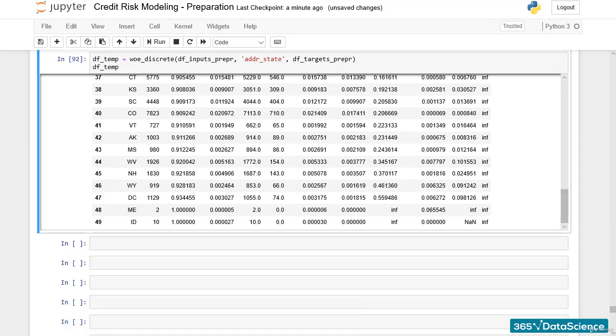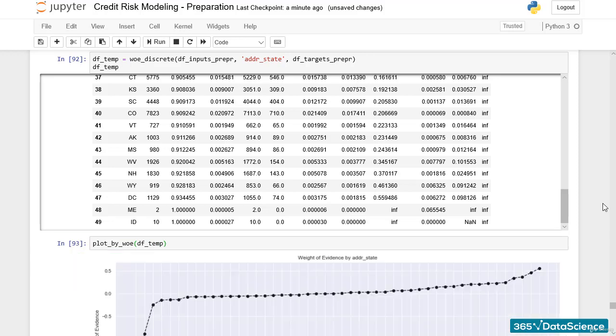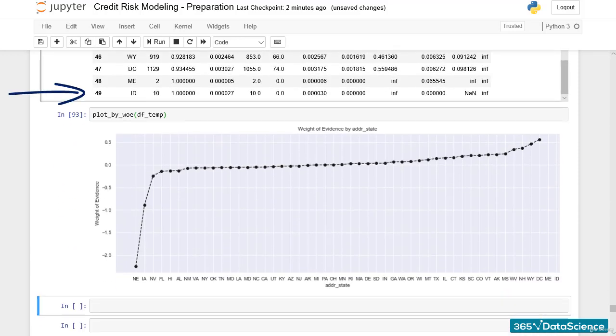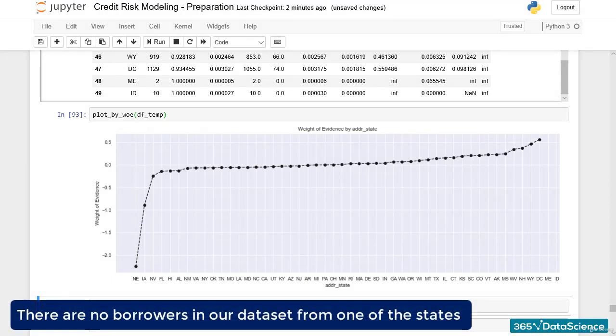It will be difficult to decide how to group the different states without plotting the results. So let's run our plotting function. We run it from the df_temp data frame again, because now the df_temp data frame contains the results from the addr_state variable. Note that there are only 50 categories appearing in the results table. This is likely because there are no borrowers from one of the states. By the way, the missing state is North Dakota, abbreviated ND.